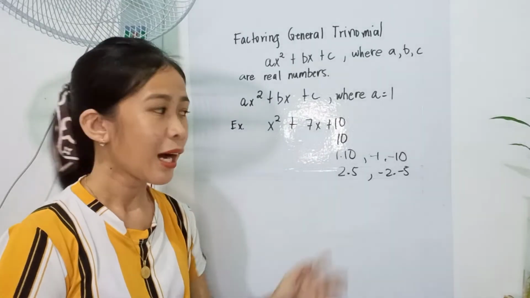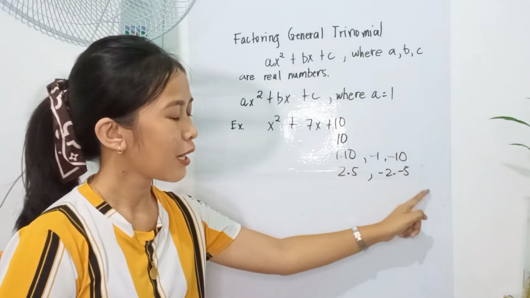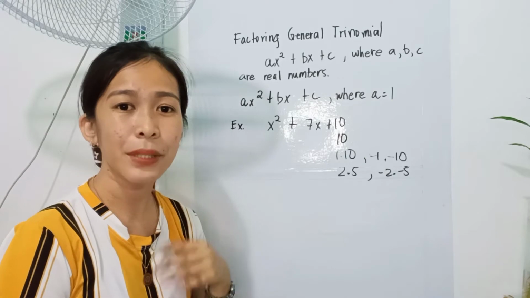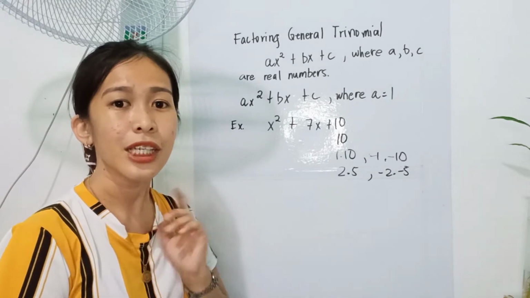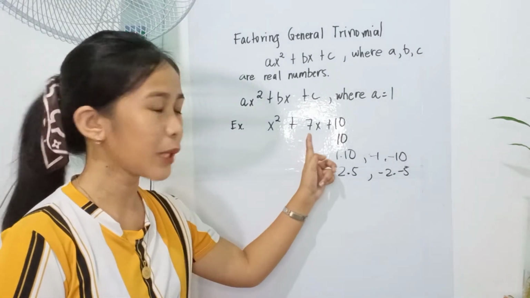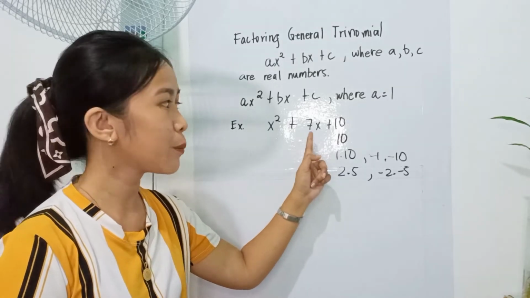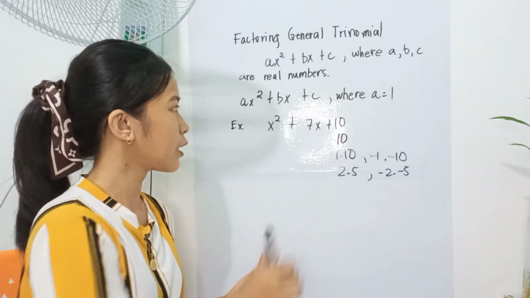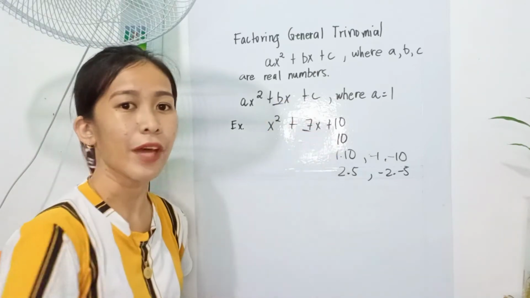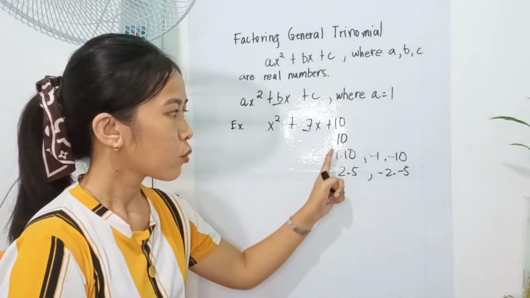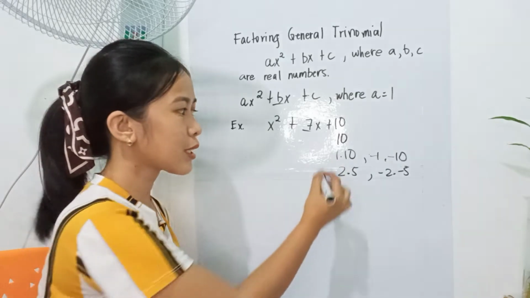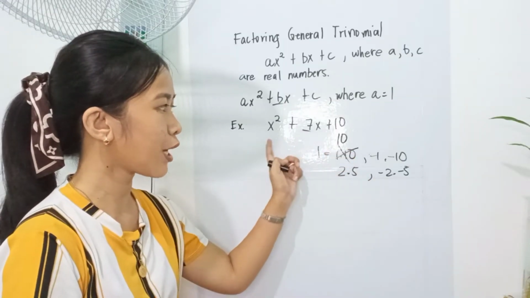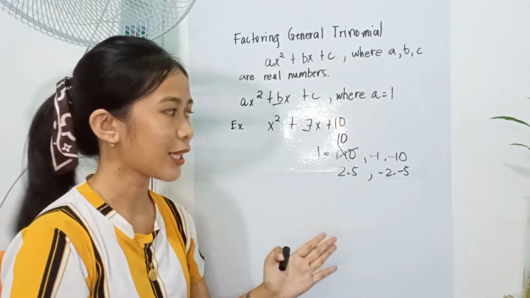Ibig sabihin, hahanapin natin sa kanilang apat or sa mga factors ni C, ang magkapares na kapag pinag-add is equal to the constant b. As you can see, our b in here is 7. Ayan, di ba? We have here b, so we have 7. So, tingnan natin. 1 plus 10 is 11. Therefore, hindi siya ang factor na kailangan natin.